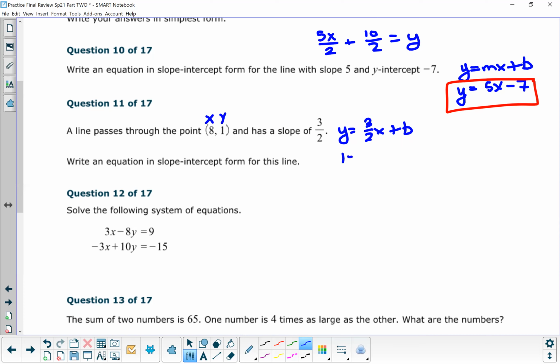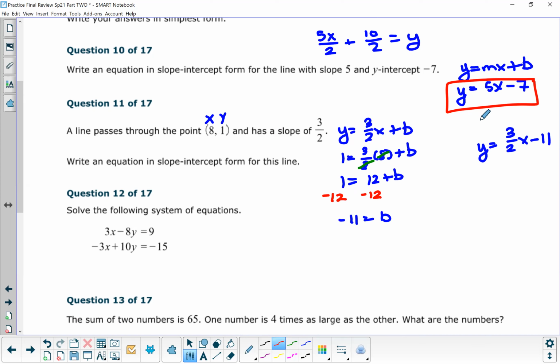So we have 1 equals 3 over 2 times 8 plus b. So that gives us 1 equals, the 2 and the 8 reduce, so we get 4 times 3, which is 12, plus b. Subtract 12 from each side. So we have -11 equals b. So our equation is y equals 3/2 x minus 11.